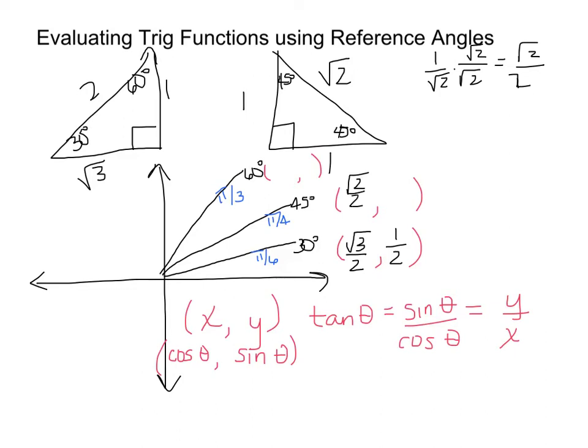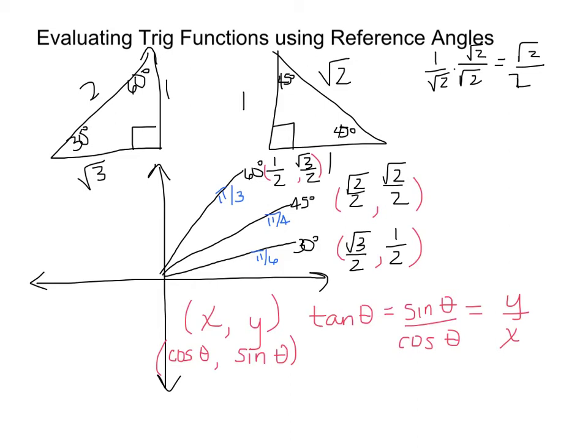And then sine of 45 is the same exact ratio, because you have two sides that are the same, because it's an isosceles triangle. So it is also square root of 2 over 2. And then cosine of 60 would be adjacent over hypotenuse. And sine of 60 would be square root of 3 over 2, which is opposite over hypotenuse.